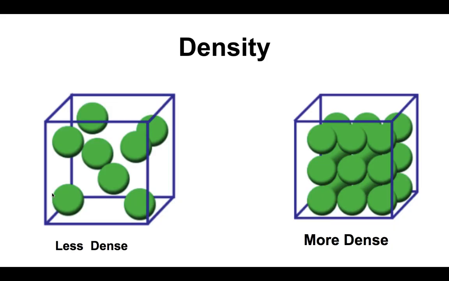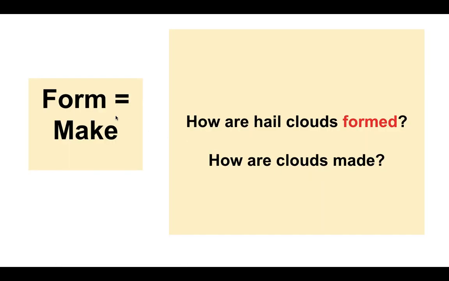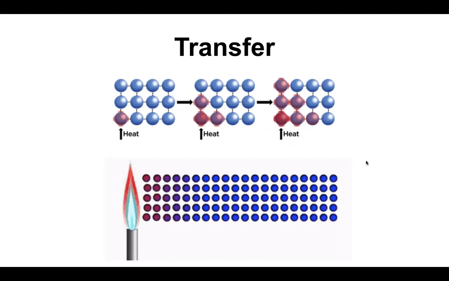You'll need the word density for today. Remember, when particles are farther apart, they're less dense, and when particles are closer together, they're more dense. You'll need the word rise, which means to go up, and fall or sink, which means to go down. You'll also need to know that the word form means make. So when we say, how are hail clouds formed, what we're really asking is, how are hail clouds made?